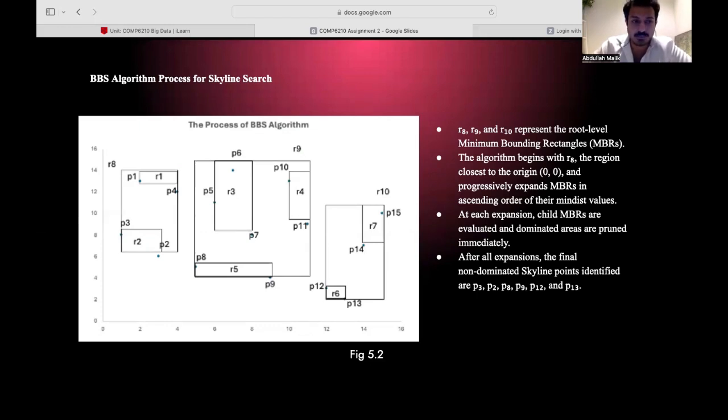As we expand nodes, dominated areas are pruned immediately. For instance, points in R10 such as P14 and P15 are dominated and skipped. After the entire process, the remaining non-dominated points are P3, P2, P8, P9, P12, and P13. This demonstrates how BBS efficiently finds the skyline without needing to compare every pair of points.